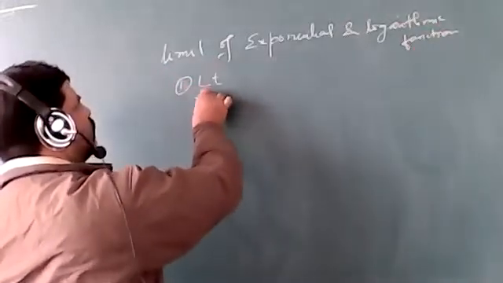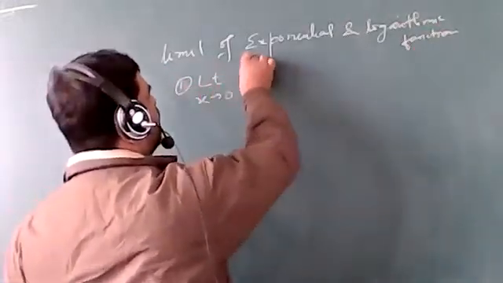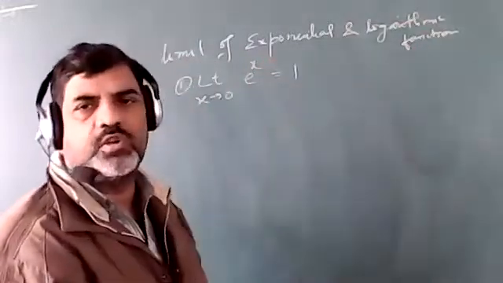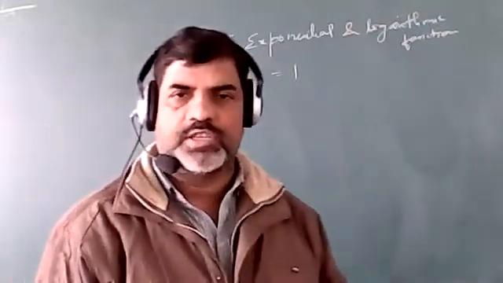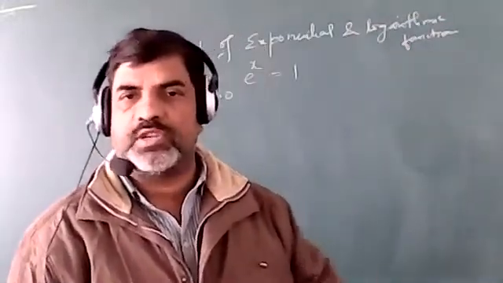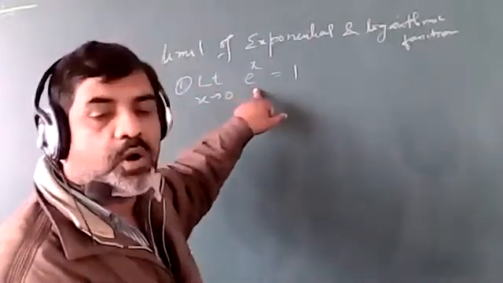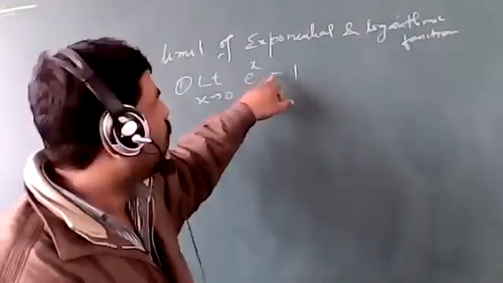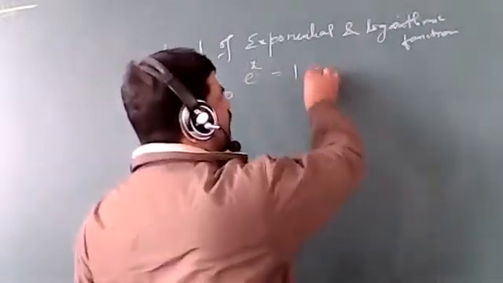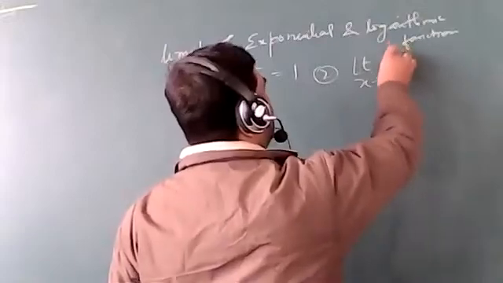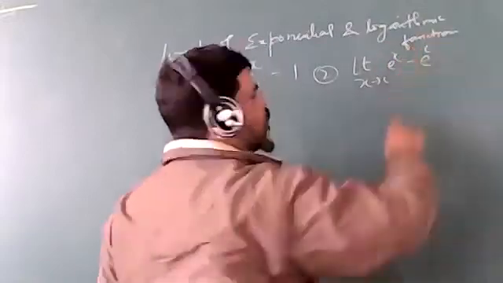Limit x tending to 0, e to the power x becomes 1, because if we take the power 0, e to the power 0 or a to the power 0, any base to the power 0 becomes 1. And similarly, limit x tending to c, e to the power x becomes e to the power c itself.